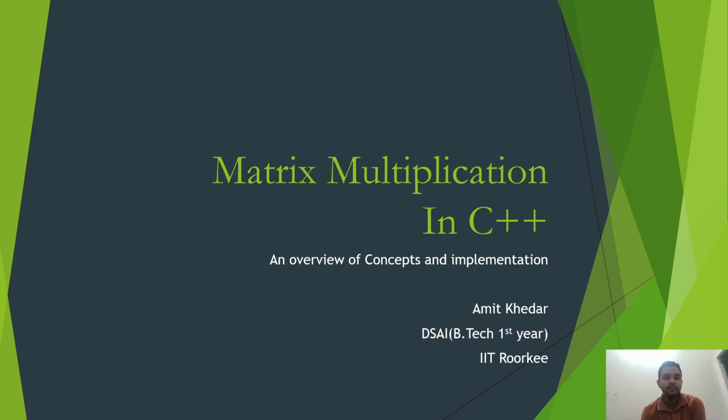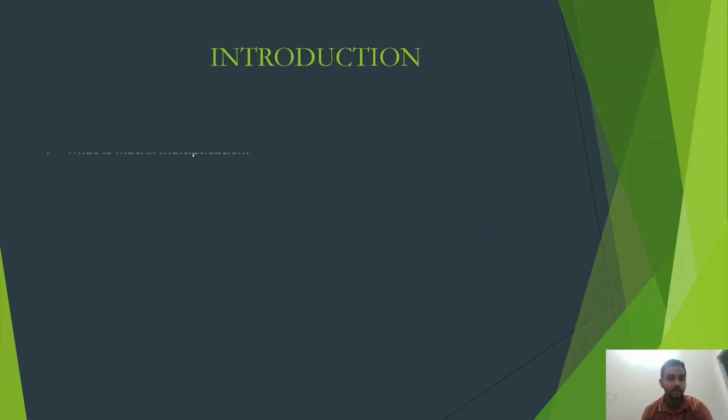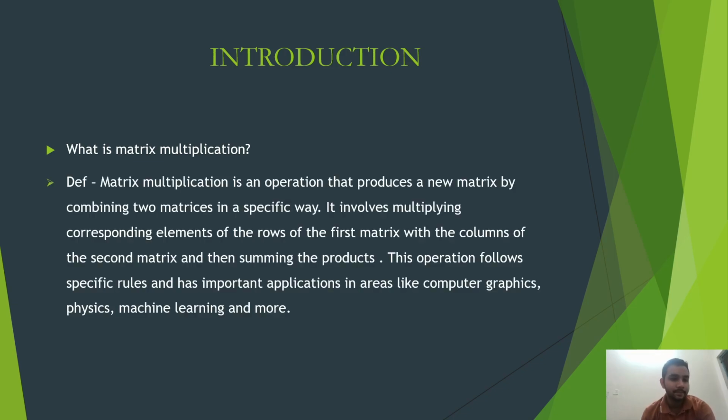In today's video, we are going to discuss how to multiply two matrices in C++. So first of all, what is matrix multiplication? Matrix multiplication is an operation that produces a new matrix by combining two matrices in a specific way.